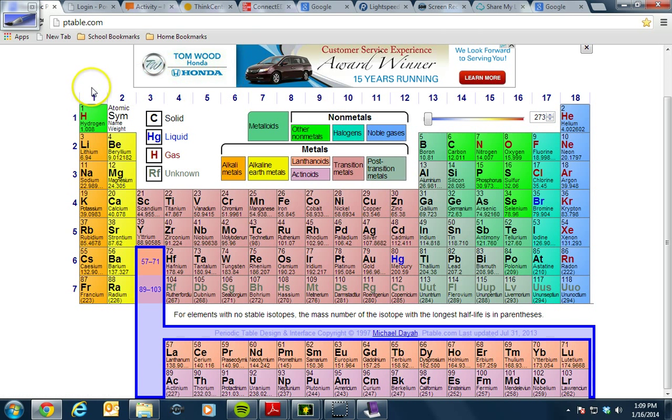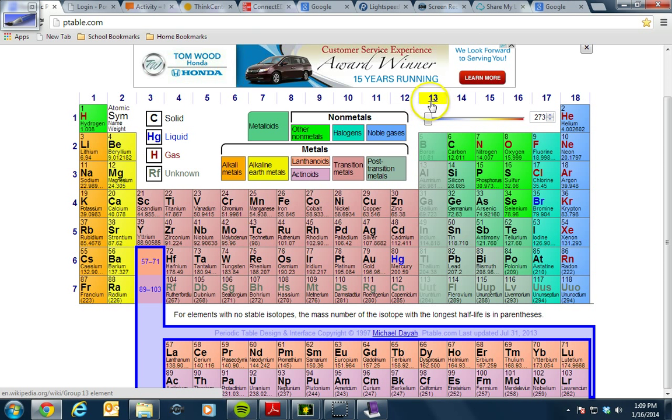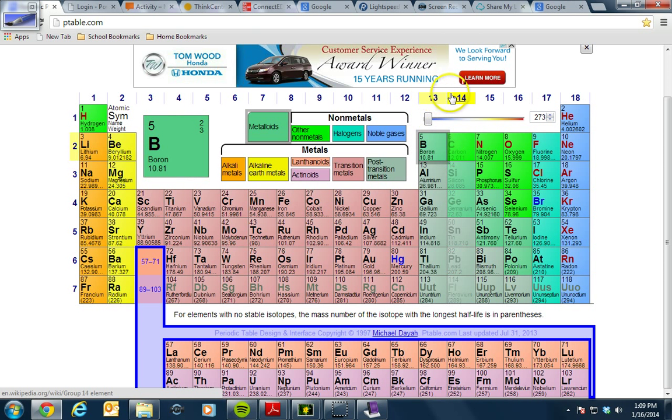And then know that hydrogen has one valence electron. We skip 2, we skip the transition metals, and then this group has 3, this group has 4, 5, 6, and 7.